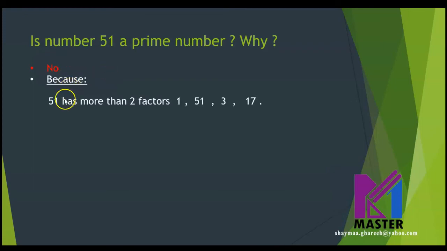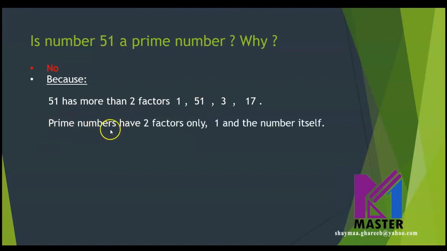Why? Because 51 has more than two factors. 1 and 51, 3 and 17. 3 times 17 gives 51 and 1 times 51 gives 51. And we said prime numbers have only two factors, 1 and the number itself. So when I have this question, I have to answer with a full answer. I must mention the factors of the number and I have to explain the meaning of prime numbers.